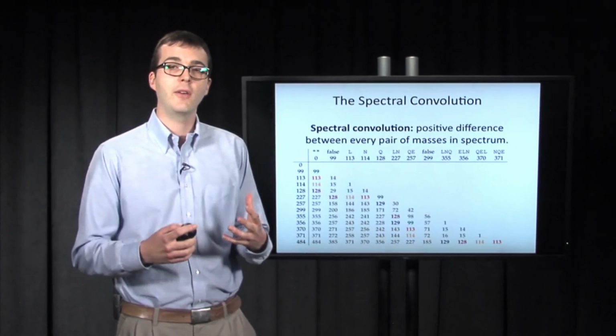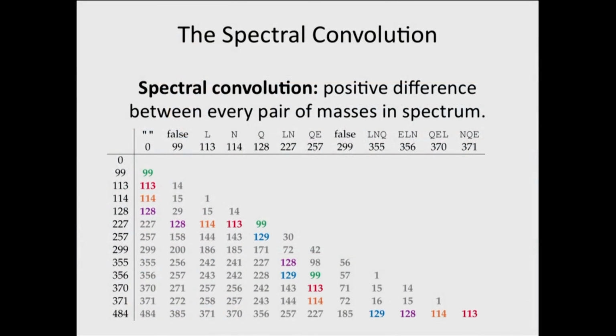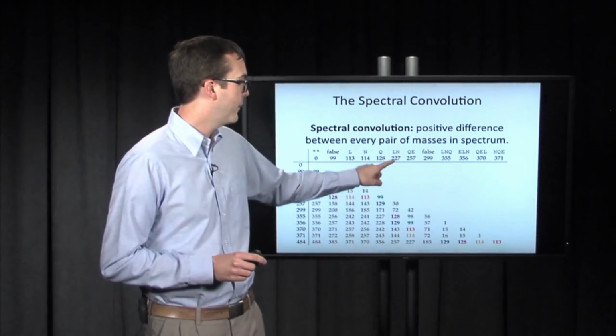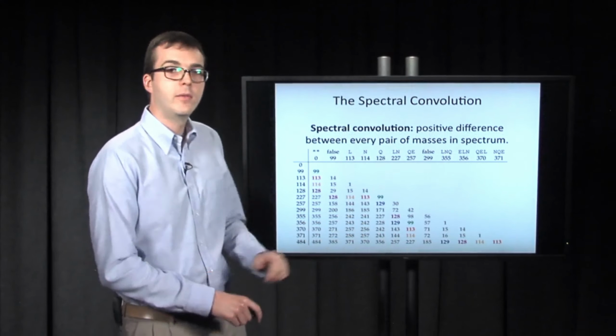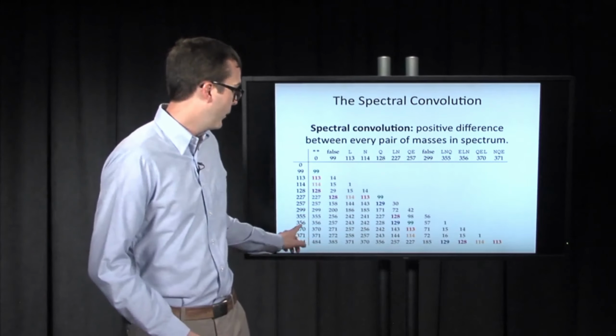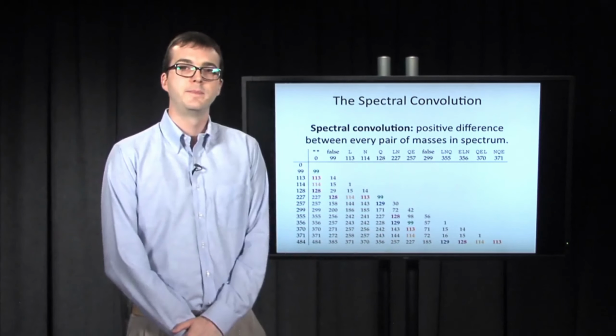This is going to motivate our definition of what's called a spectral convolution, so the convolution of a spectrum. It's the positive difference between every pair of masses in the spectrum. So here is the same spectrum that we had. We represent the masses along here and along here. And we go through and we subtract every pair. So we have 227 here, the mass of LN. We don't know it's the mass of LN, but we have 227. And here we have the mass detected of 370. And when we subtract them, we get 143. And we can do this for every pair, and we form this table.